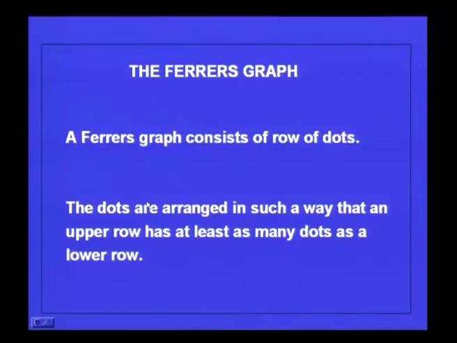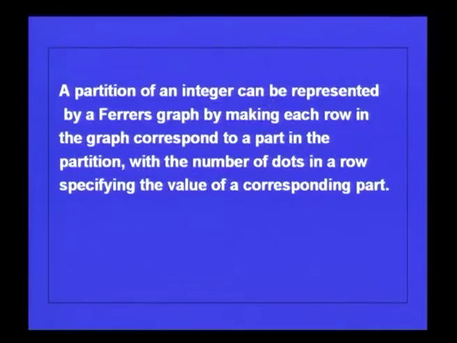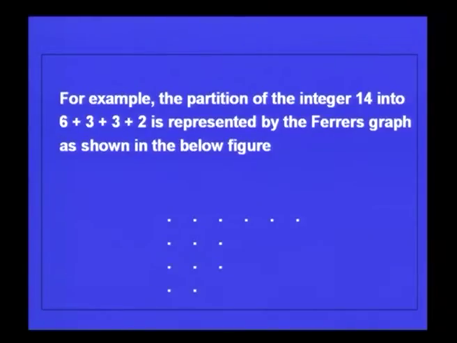This can be graphically represented with dots, and that is known as a Ferrers graph. A Ferrers graph consists of rows of dots. The dots are arranged in such a way that an upper row has at least as many dots as the lower row. So, suppose I take the number 14, it can be represented like this.